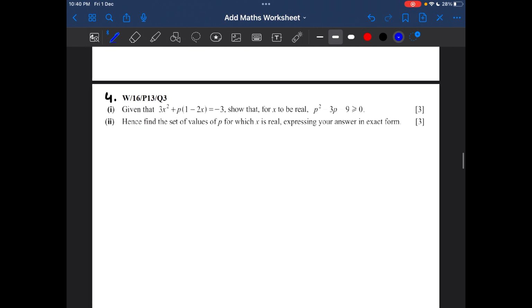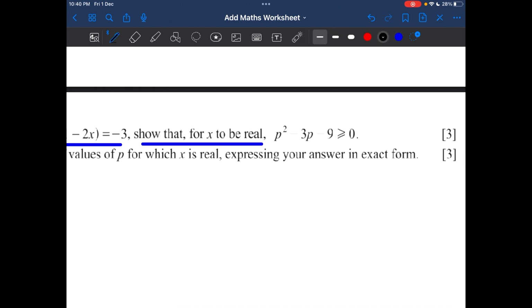Now in question number 4 it says, again we have the quadratic equation here. It says show that for x to be real, p square minus 3p minus 9 is greater than or equal to 0. We have to show this equation. Is it okay?